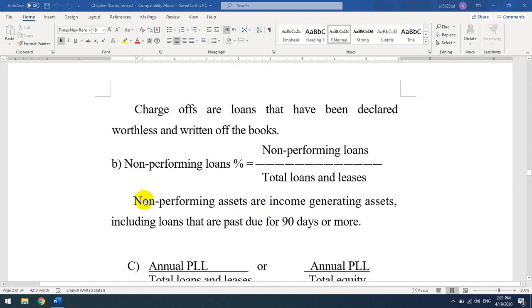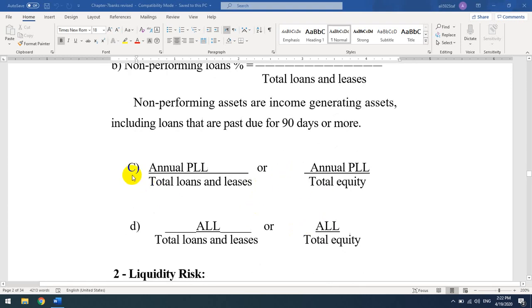Another measure is non-performing loans, which equals the non-performing loans divided by total loans and leases. Measure C, annual probable loan loss divided by total loans and leases, or annual probable loan loss divided by total equity. Measure D equals allowance for loan loss.